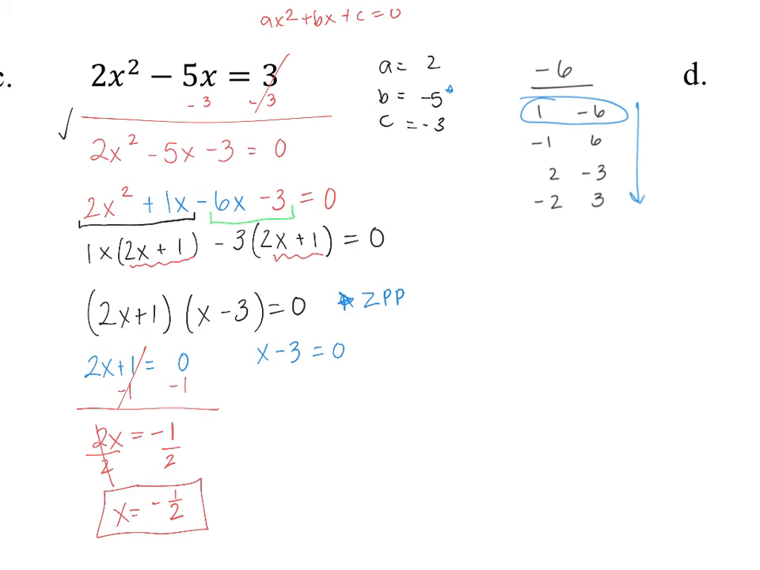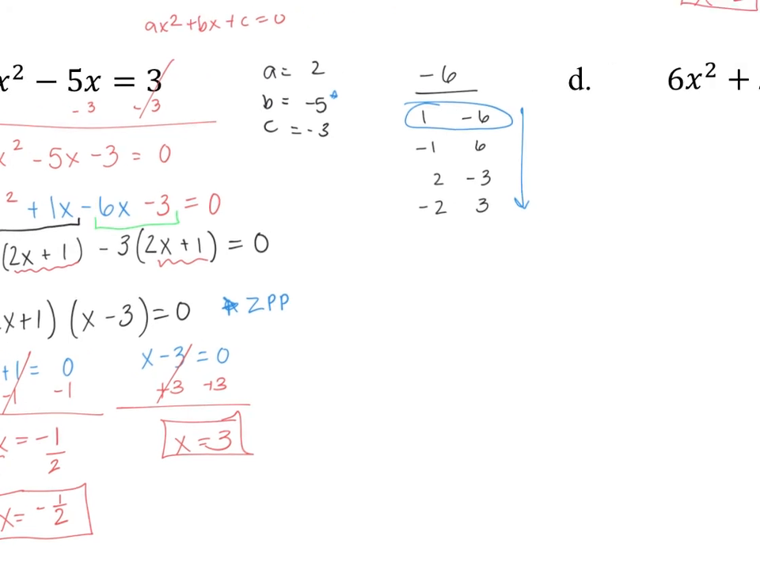Then I'm going to go to the other parenthesis that I said equal to 0, and this one's only a 1 step, so I just need to add 3 to both sides to get x by itself. And on this side, x equals 3. So that is my other solution. All right? I'm going to go ahead and go on to letter D. If you need to slow down, go ahead and pause and rewatch that part, okay?